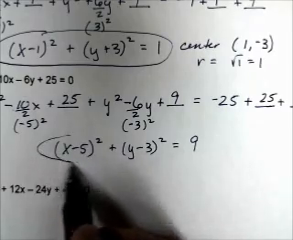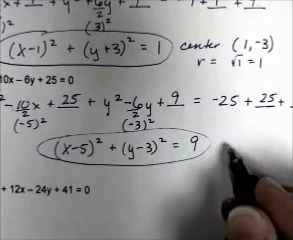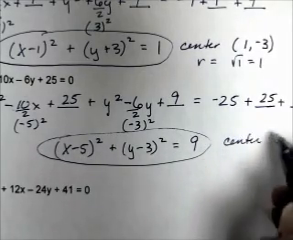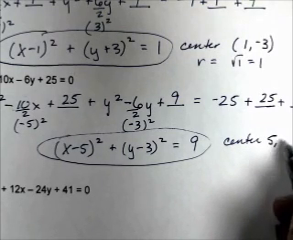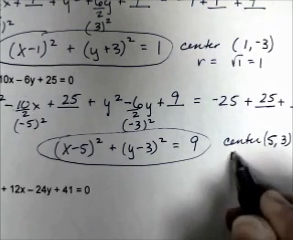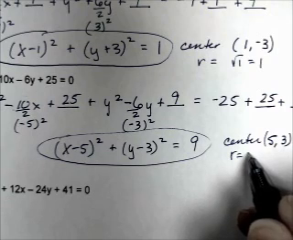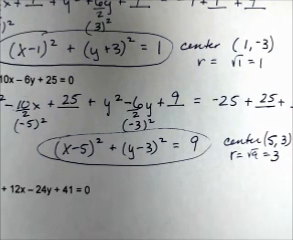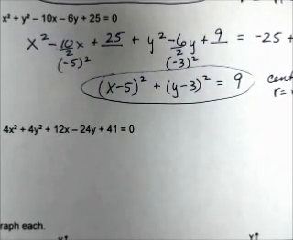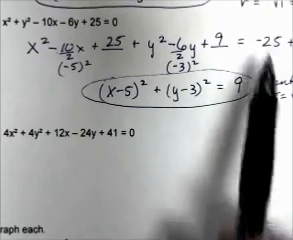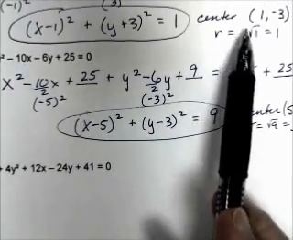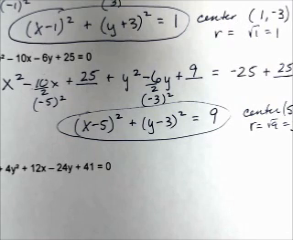This is the equation of a circle. Its center is 5, 3, and its radius is the square root of 9, which is 3. So actually, let's go and plot that. Probably should have gone and plotted the first one. Let's go back and plot both 1 and 2. So going back to 1, center was 1, negative 3, radius 1.